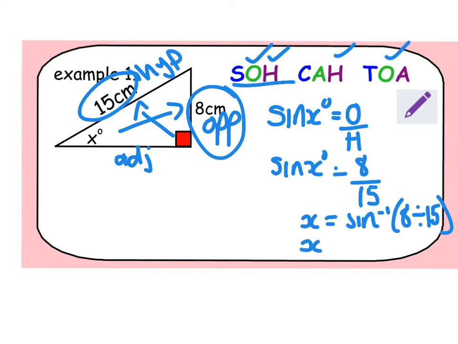And when you go do that, you should do shift sine, bracket 8 divided by 15. Your calculator might already bring the bracket up for you. If not, make sure you stick it in. Otherwise, your calculator's doing shift sine of 8 and then dividing it by 15. So that will give us 32.2 degrees. And it's up to you if you want to do that to nearest whole degree or to 1 decimal place.